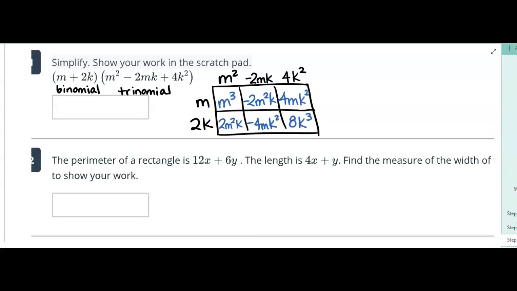Looking at my terms now, these terms are like, these terms are like, so I write them in standard form. The m squared terms cancel, the mk squared terms cancel, and the k cubed term is my last bit.